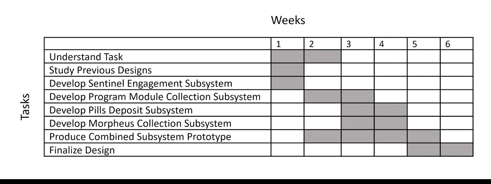Most subsystems are given 2 weeks to complete in order to give the team time to discuss many possible ideas and build in buffer time for design flaws. The combined subsystem will start being worked on as soon as possible, as shown in the chart.